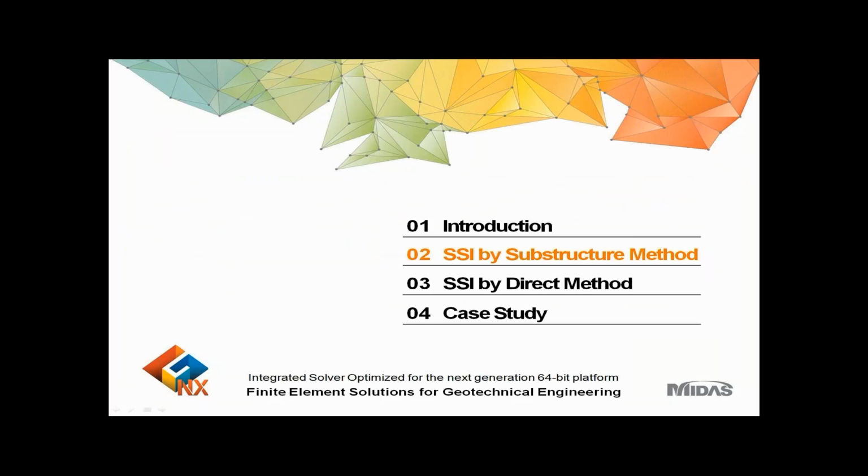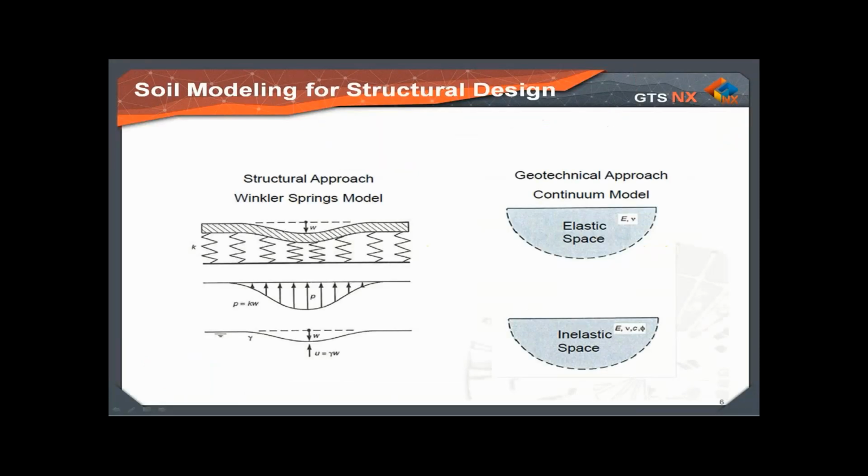Now I will overview the substructure, which is the indirect method. Structural engineers use springs to represent the soil, as we see. For a given column load, the foundation deflects, representing the soil settlement, and the spring represents the soil pressure. On the other hand, geotechnical engineers model the soil as a continuum, either as an elastic space or an inelastic space, to determine the corresponding soil settlement and stress due to the column load.